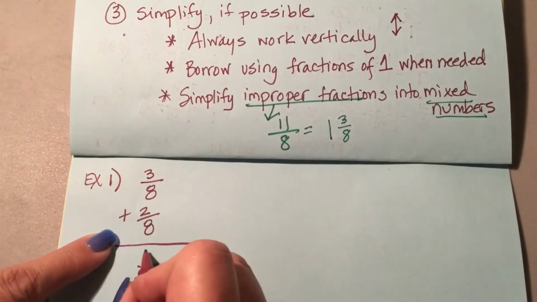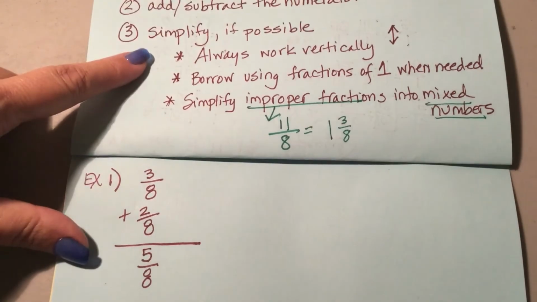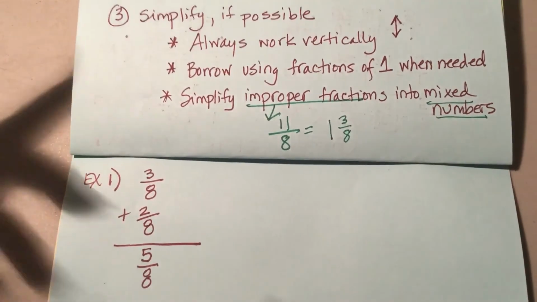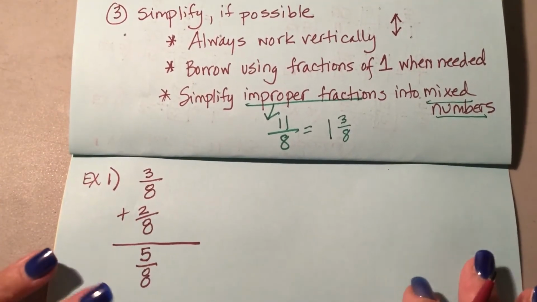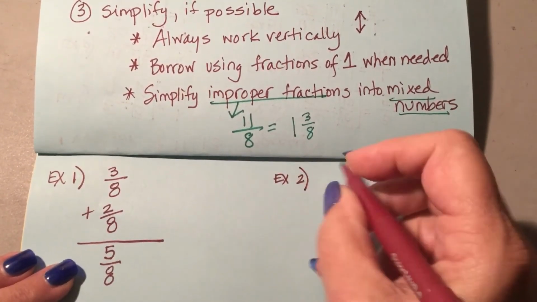So 3 plus 2 is 5. Pretty simple, 5/8. Okay, simplify if possible. Well, 5 and 8, that's as simple as it gets, so we're pretty good. We're done there, so that works out really well. Let's go over here to example 2.